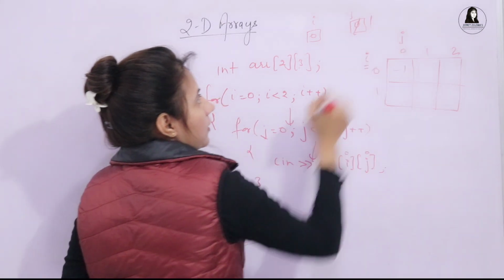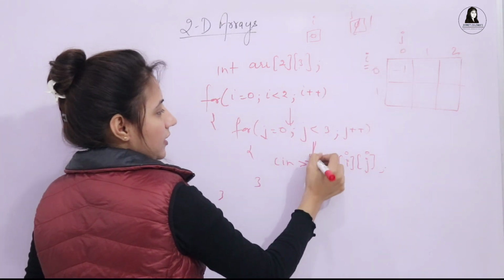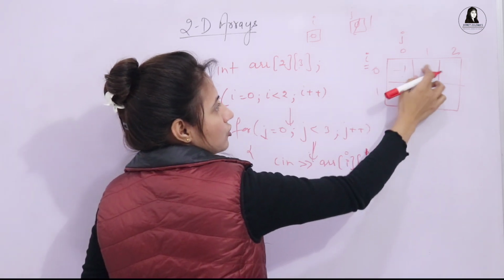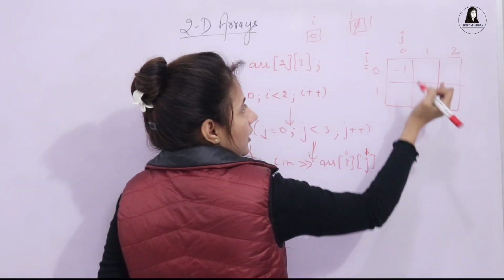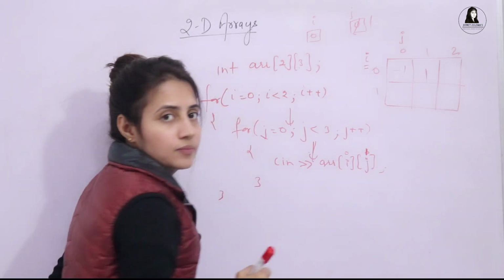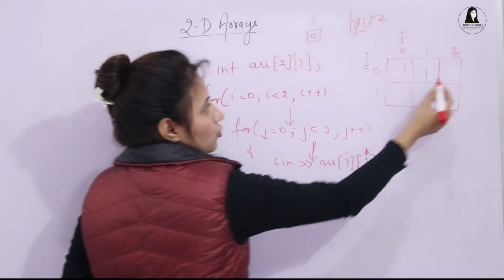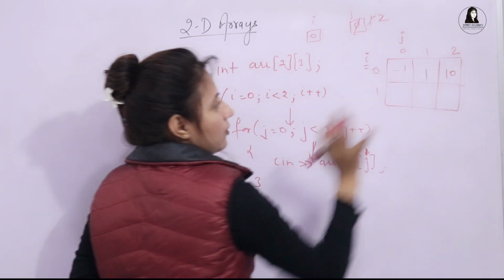So J plus plus, J becomes 1. Condition true, yes, we will enter here. I is still 0 and J is 1. So 0, 1 means this location, and whatever you enter would be stored here. Let's suppose I am entering 1. Now J plus plus, J is 2. Now 0, 2 is the next element. Suppose I am entering 10, that would be stored here.